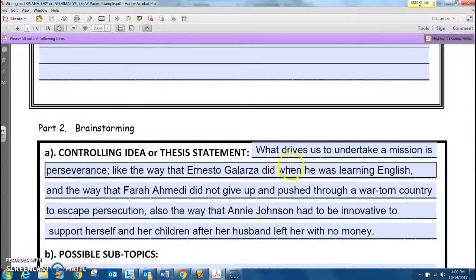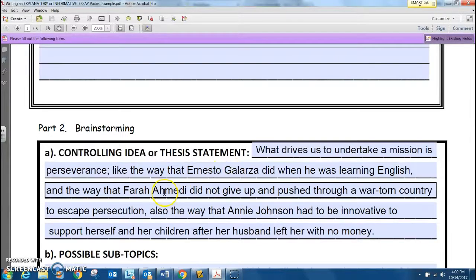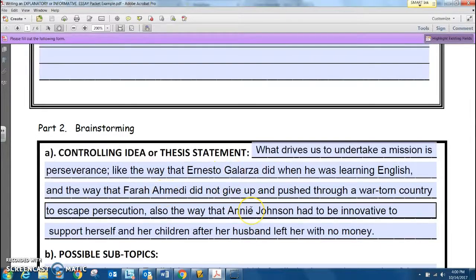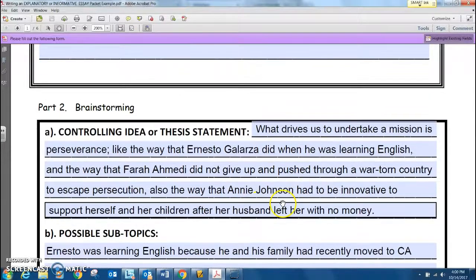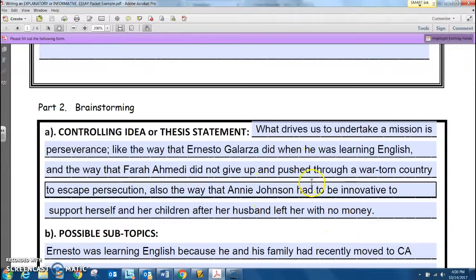So I can look at this statement and know exactly what it is they're going to write about. Ernesto Galarza is one paragraph, Farah Ahmedi will be the next paragraph, and Annie Johnson will be the last before the conclusion. So that's why this sentence is so important. It's a really long, complicated sentence, but that's what it is. And we call that sentence the thesis statement.